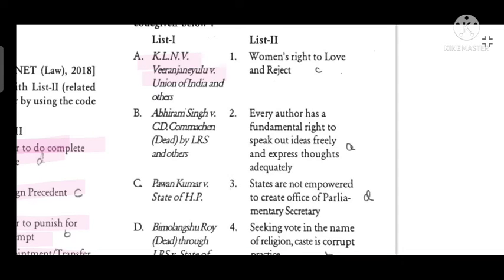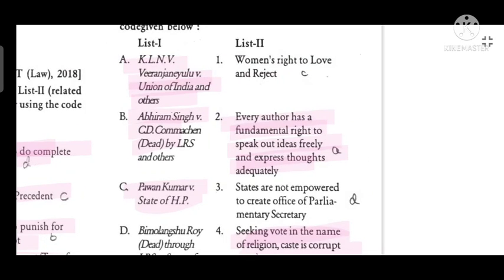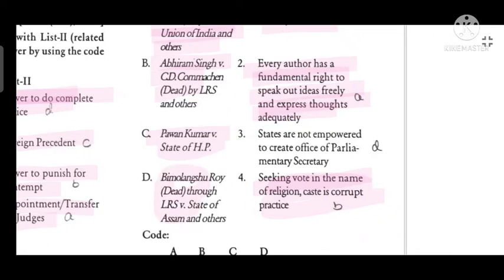Kerala Vikas: Vinaya Ganguly versus Union of India and others: every author has a fundamental right to speak out ideas fairly and expressly without hindrance. Abhiram Singh versus C.D. Commachen (dead) versus ARS: seeking votes in the name of religion or caste is a corrupt practice. Pawan Kumar versus State of HP: women's right to love and reject.